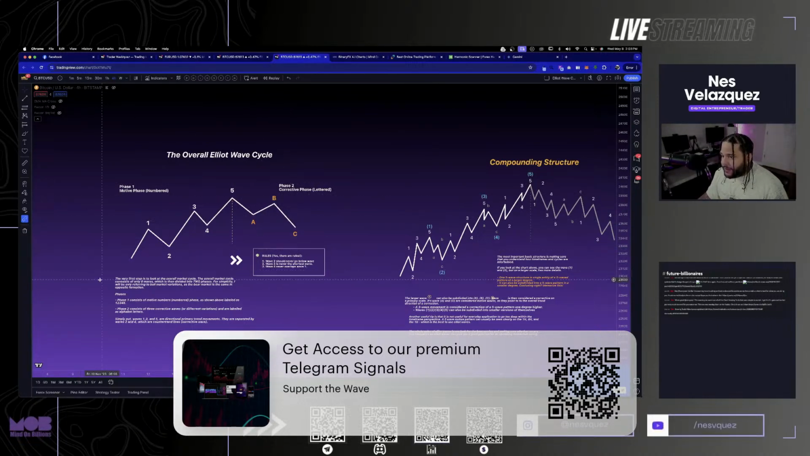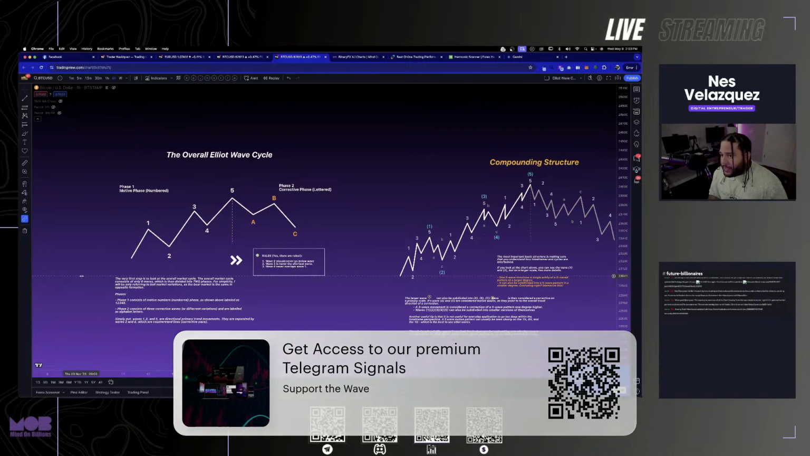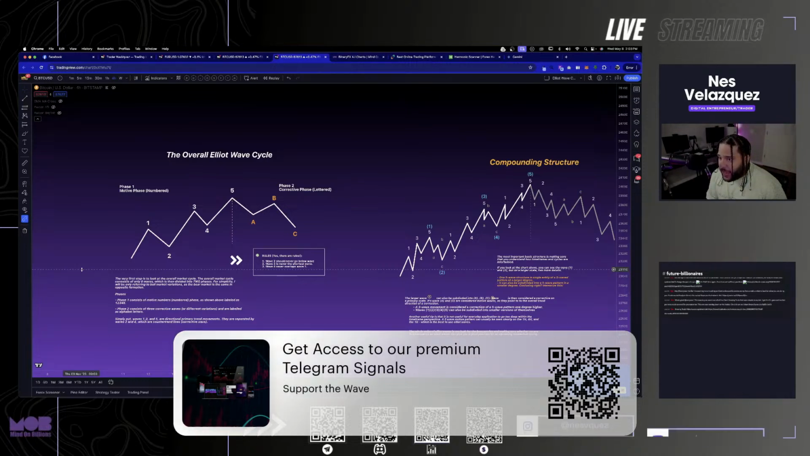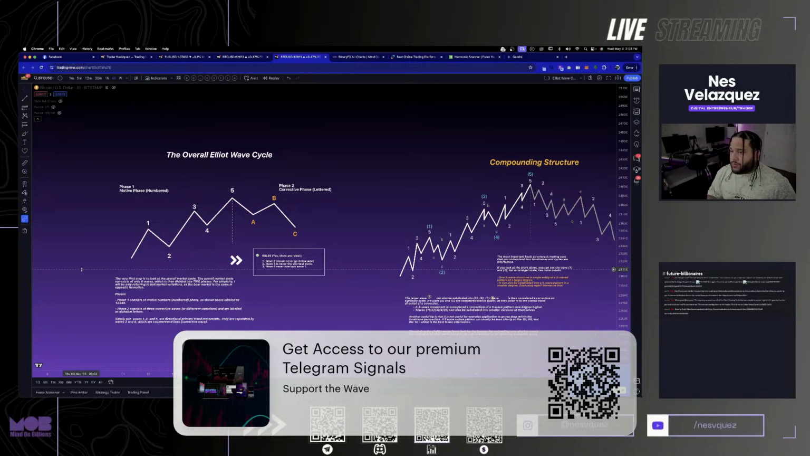So the very first step, you can follow along with me here, is to look at the overall market cycle. The overall market cycle consists of only 8 waves, which is then divided into 2 phases. For simplicity, I will only be referring to the bull market variations, as the bear market is the same but in the opposite formation. So it's the same but reverse.